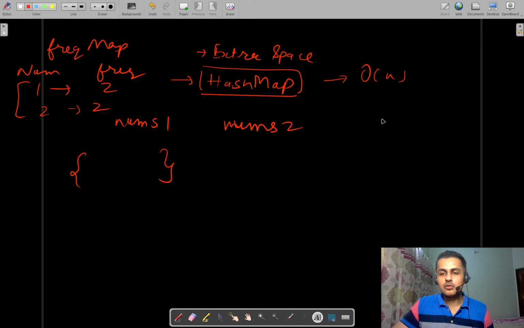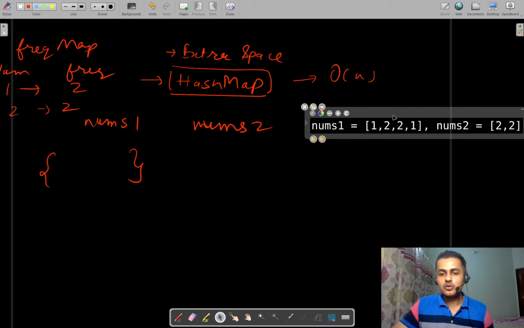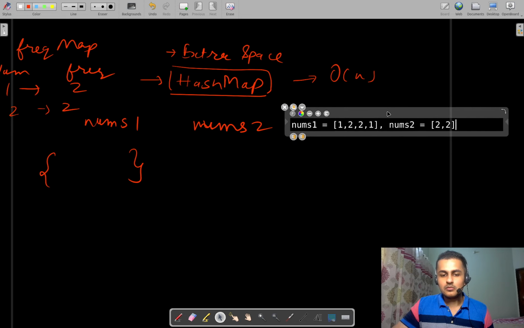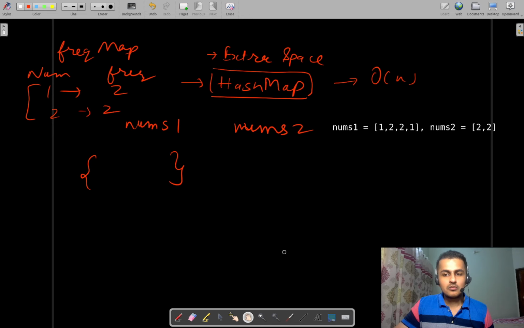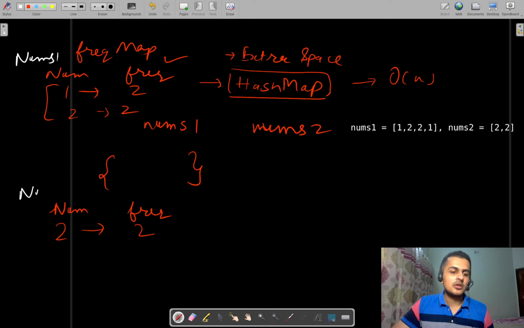So let's take it to the board. So if we consider this as our input, then you can see that for the first array we have already made the map. Then for the second array we will again make the map. So here 1 is not occurring any number of times, so this is the number and this is the frequency for nums2. So you can name them: this is for nums1 and this is for nums2.